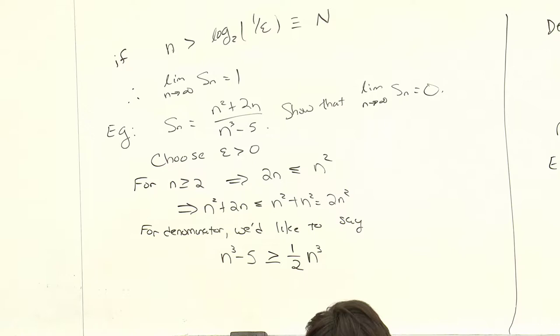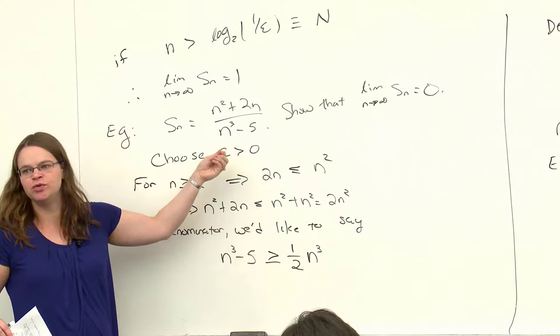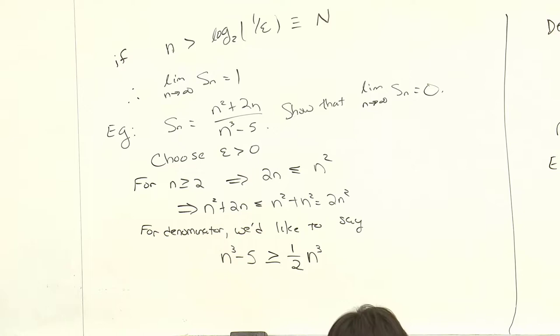Again, this is something I haven't proved yet, that this works. I'm just saying life would be nice if I could do something like this. Because then instead of having a complicated polynomial in here, I would just have an n cubed term, have an n squared on top, and now I can start canceling things. So we'd like to say this, and we're going to do some work and find out if we can say it once n is big enough.